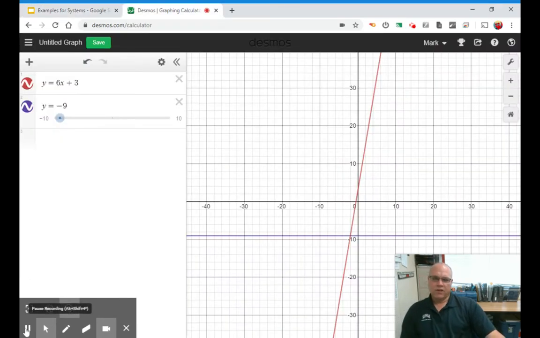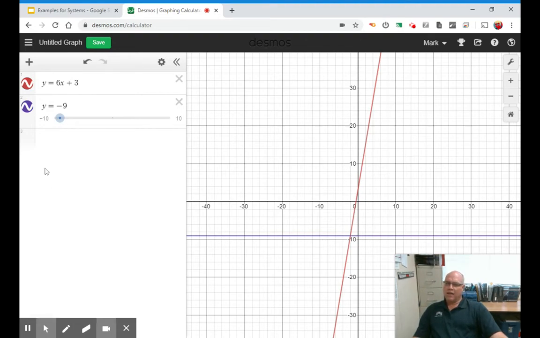All right, so did you predict that your line would be a horizontal line? Y equals negative 9 is a line that has its y-intercept go through (0, negative 9). But every point on there, the y value is negative 9. X may change, but the y value is negative 9.